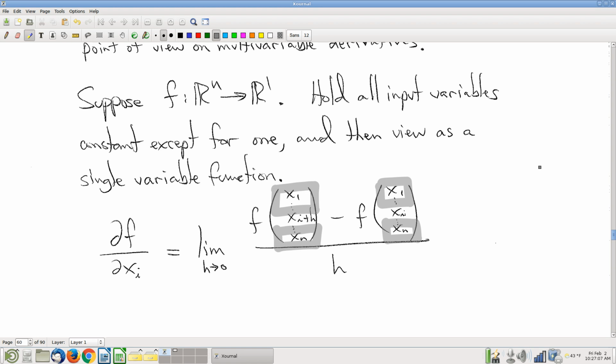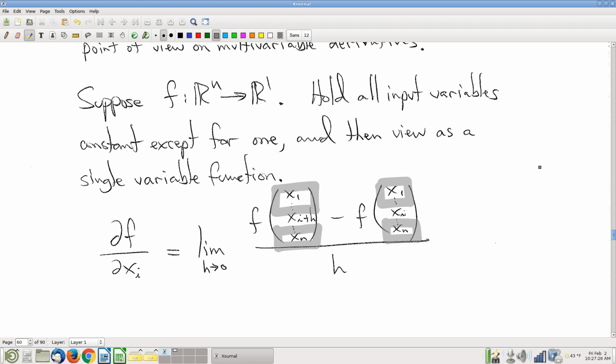And so what have we got? We've got a function where I'm not allowed to change these other variables. I'm only allowed to put in one number. That's a single variable function. All right, so it's a kind of silly observation. You might even call it a cop-out, right? That we have a multivariable function.